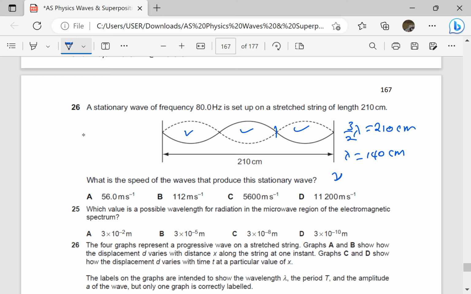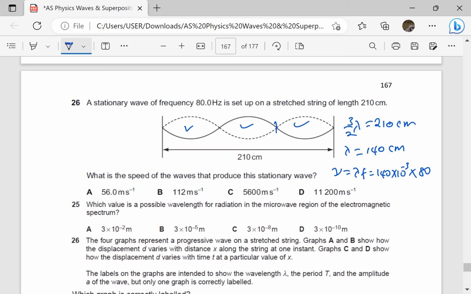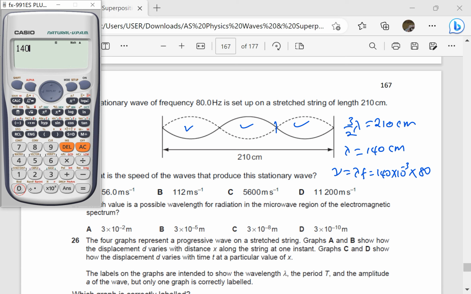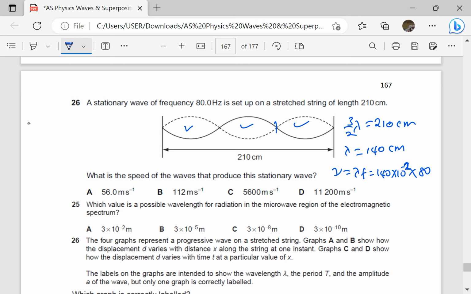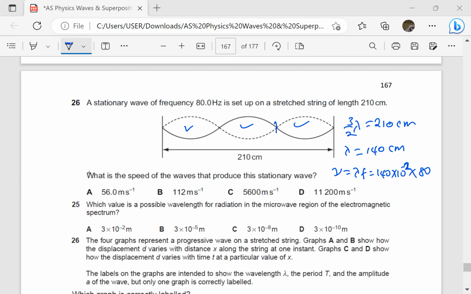So we want to find the speed. So v is equal to lambda times f. So that is 140 times 10 to the power negative 2 multiplied by the frequency, which is 80. Did I convert very well? Times 80. Okay, so the answer is going to be B, 112 meters per second.